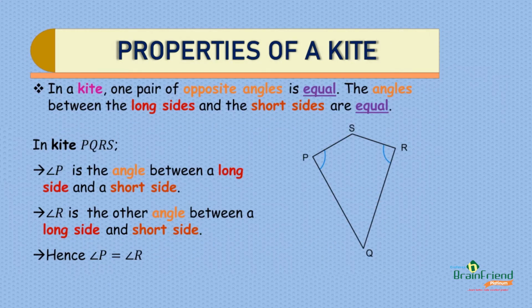Another property of a kite is that one pair of opposite angles is equal. That is the angles between the long side and the short side. In this kite, we can see that angle P is equal to angle R. Angle P is between the short side PS and the long side QP. And angle R is between the short side SR and the long side QR. So angle P is equal to angle R.